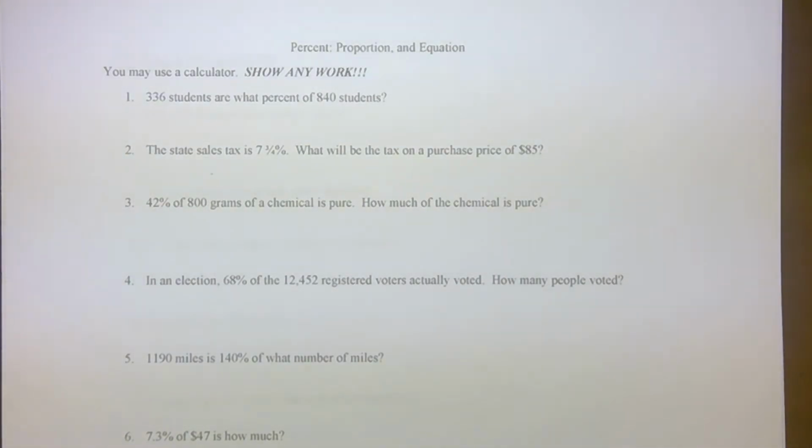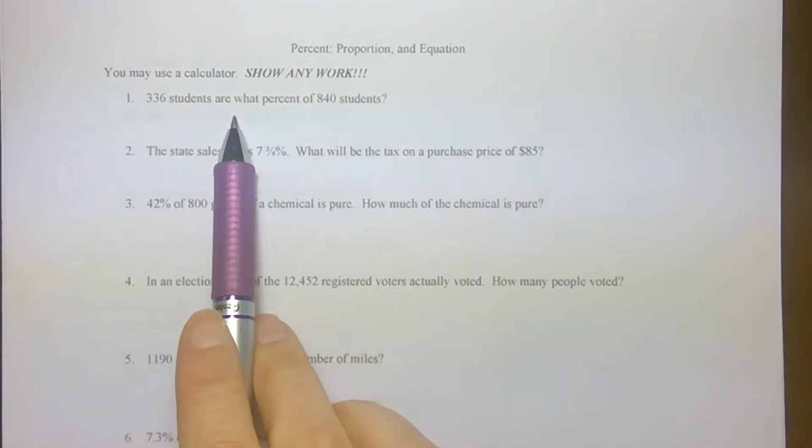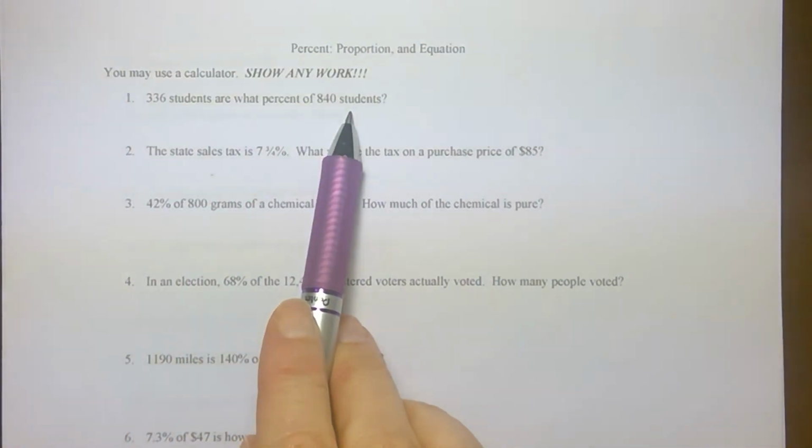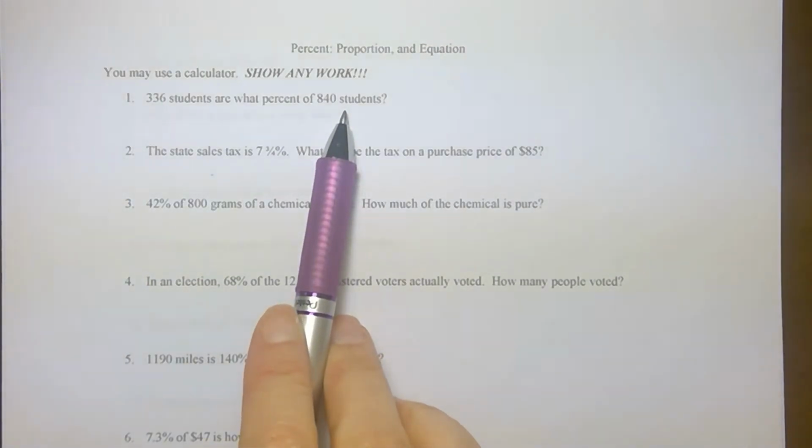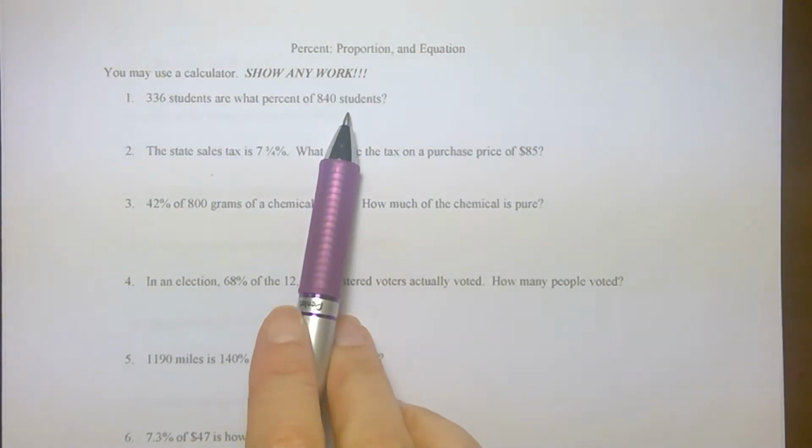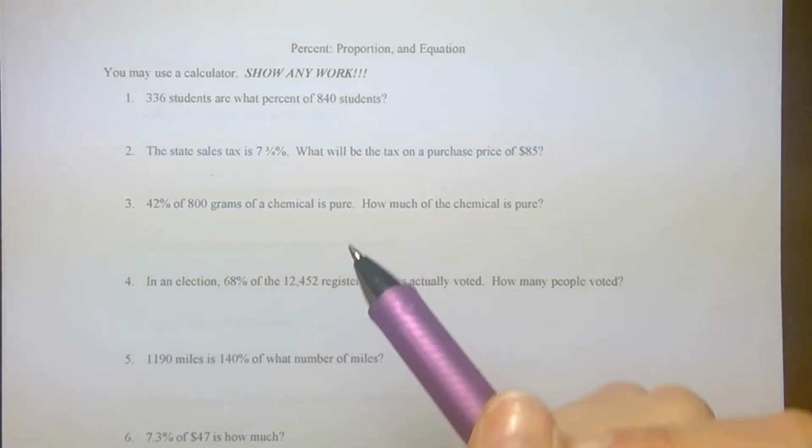If I get a page that needs work shown and you haven't shown your work, you won't get credit for those problems. All right. 336 students are what percent of 840 students? Now, there are different ways to approach this. We're going to use our percent proportion.